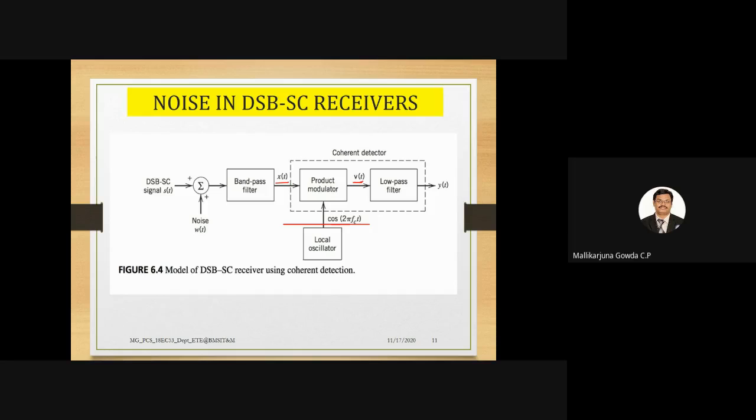Then I apply that to the low pass filter. The output of the low pass filter will be the desired demodulated signal. So this complete thing is the coherent detector. Already we have discussed this type of block diagram in the previous classes. Let us now see mathematically how we represent the DSBSC modulated signal, and how we represent the filtered noise. With the mathematics, let us understand finding input SNR, output SNR, channel SNR, and then the figure of merit for this DSBSC receiver.